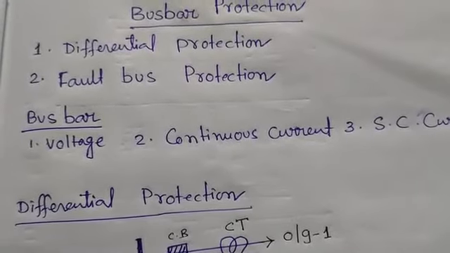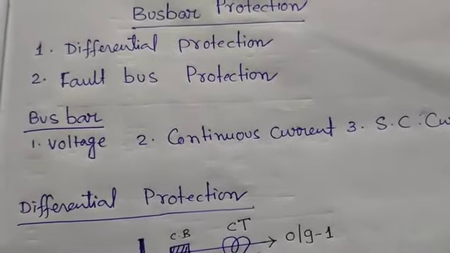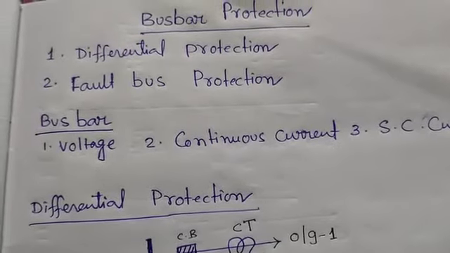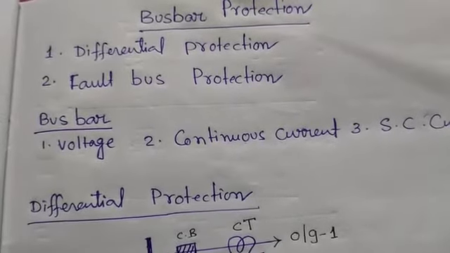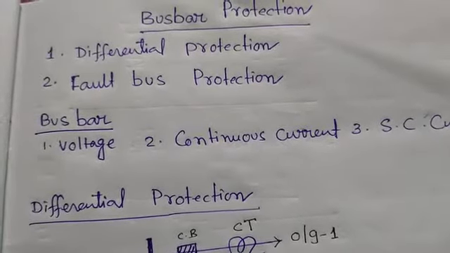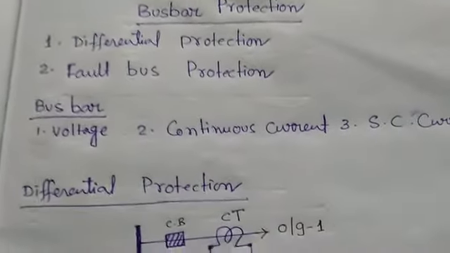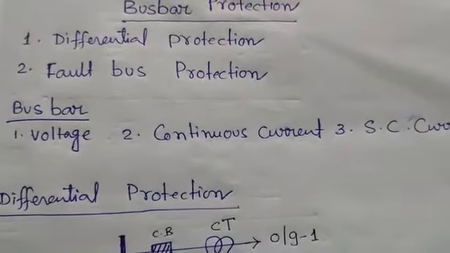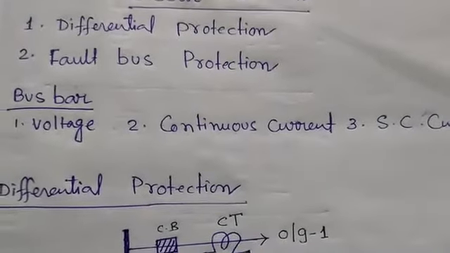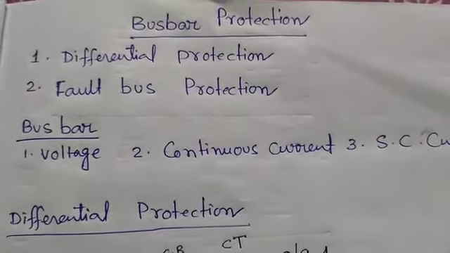If a fault occurs on the bus bar, considerable damage or disruption of supply will occur unless some form of quick acting automatic protection is provided to isolate the faulty bus bar.